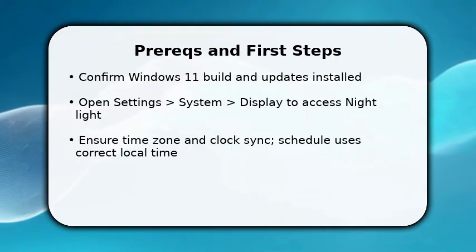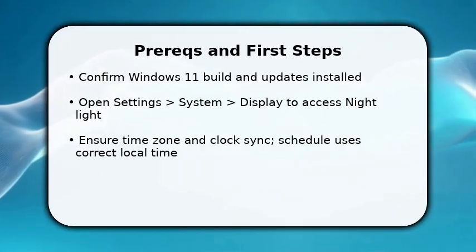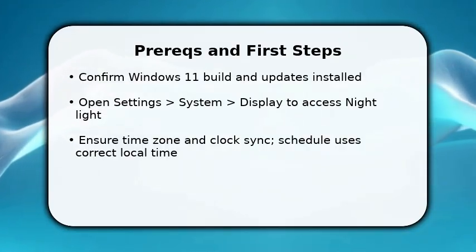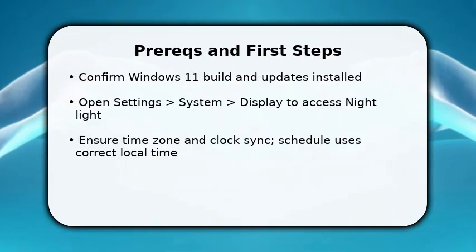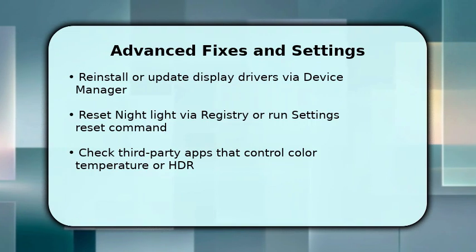Make sure your time zone and clock are correct since scheduled mode relies on accurate time. Once done, try the manual Turn on Now button to confirm the feature responds before moving to deeper fixes. Next, tackle deeper causes that stop Nightlight working.